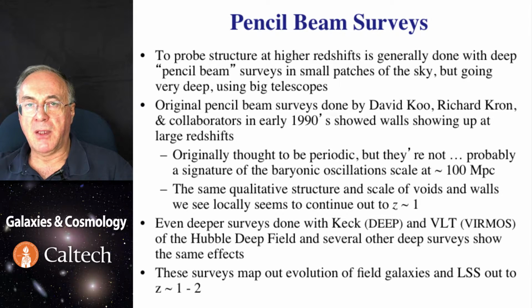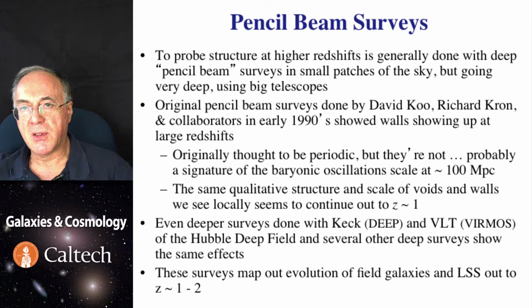The first of those were done in the 1990s, and they saw the presence of large-scale structure out to high redshifts, spikes in the redshift distribution. At first, it seemed like those were periodic, but that turned out not to be the case. And now it's believed that the characteristic scale that they saw there was really due to the baryonic acoustic oscillations at scales of 100 megaparsecs, a little more.